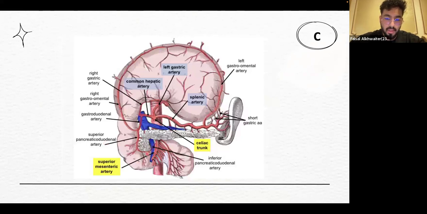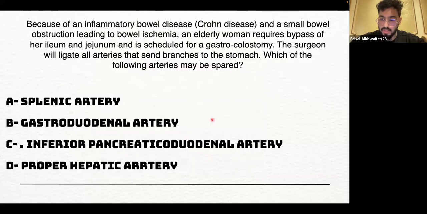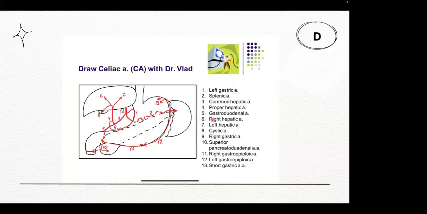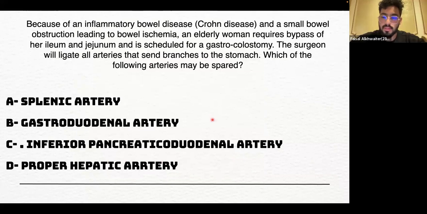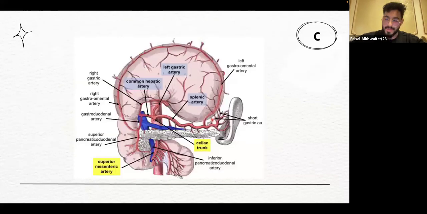As you can see here, this is the inferior pancreatic duodenal artery. There is no point of ligating it. It supplies the duodenum. It has nothing to do with the stomach. That's why we spare the artery. We don't ligate it. Do you guys understand why? It's C. Do you guys have any questions? I think it's clear. No, do you mean no questions, or no, you don't understand? No questions. Okay.